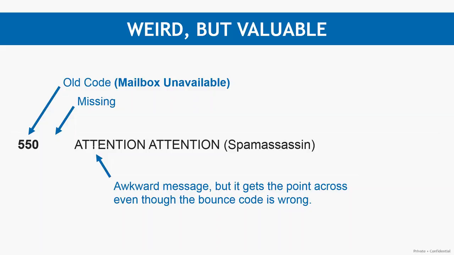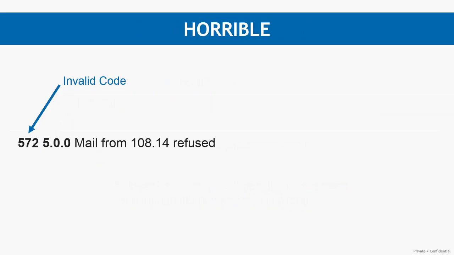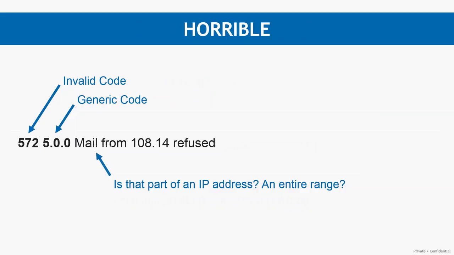Okay, so let's look at kind of a bad one. This one here, this code is not even real. It doesn't exist. This one is about as generic as it can get. And it appears that this might be part of an IP address or a range of addresses. Either way, to most folks, this is a pretty useless bit of information unless you dig in and start to categorize these things correctly, which is a big part of what our system does.